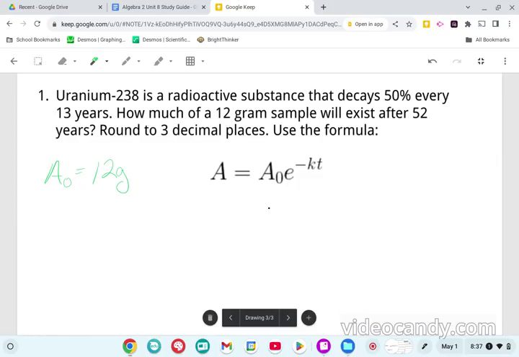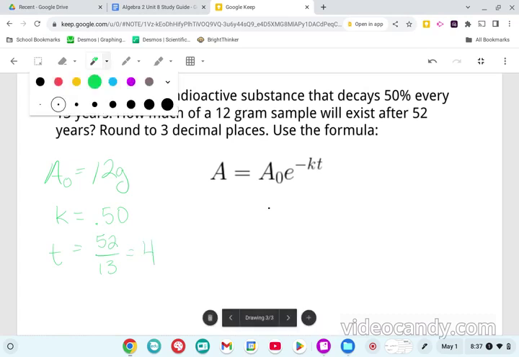The e is a mathematical constant that we're going to do on the calculator. k is 50% or 0.50, and t is equal to the number of years that we have divided by the number of years that we told it decays 50% every 13 years. So it's called the half-life. When we divide those, we get 4.